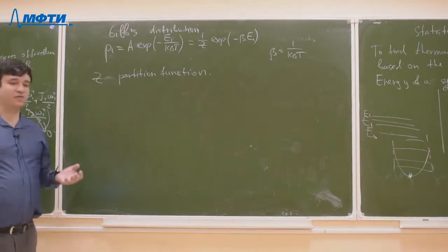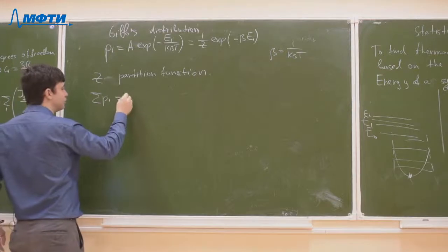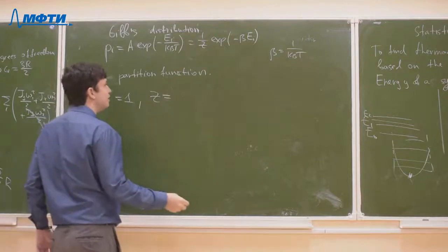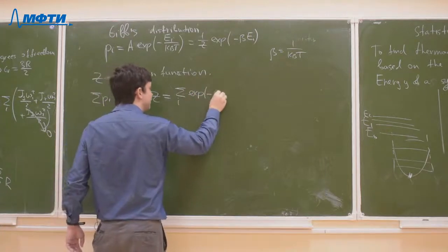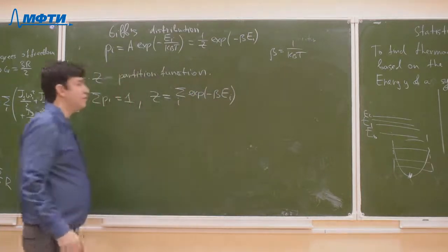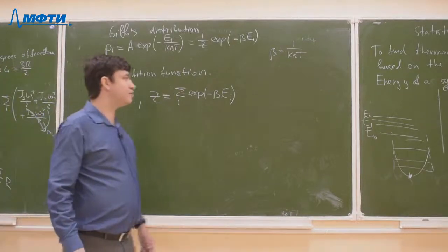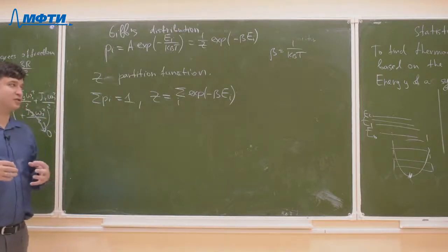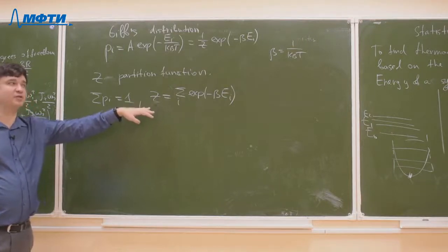This signifies a very simple law that the sum over p_i should be equal to 1, and that means that Z can be found as the sum over all energy levels of exponent minus beta E_i. The meaning which the partition function has is much more than a simple normalization, because the partition function becomes a quantity which includes all of the statistical properties of the system, and this quantity is sufficient to find all the thermodynamic properties.